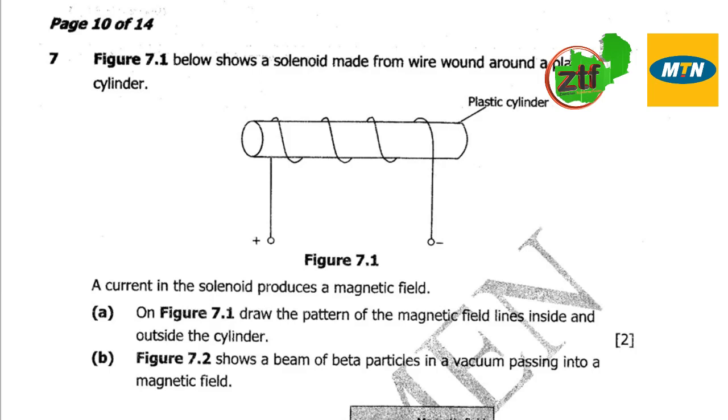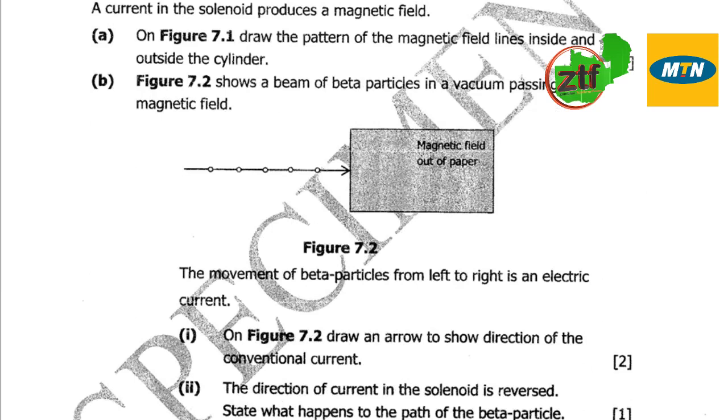The figure shows a beam of beta particles in a vacuum passing into a magnetic field. Okay. The movement of beta particles from left to right is an electric current. Question B, part 1. On the figure, draw an arrow to show the direction of conventional current. I've just been saying this all the time. I'm saying that if electrons are moving from A to B, then that is the electron current. The conventional current moves from B to A, opposite to the direction of the electron current.